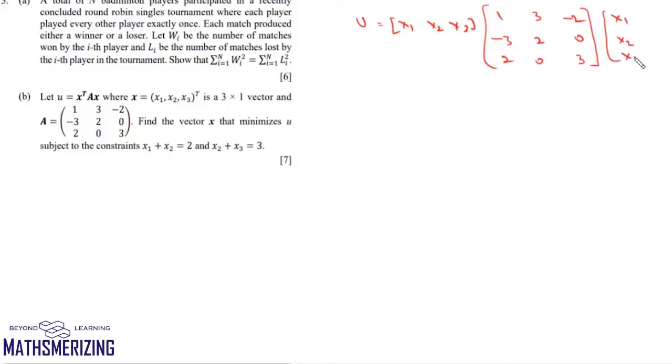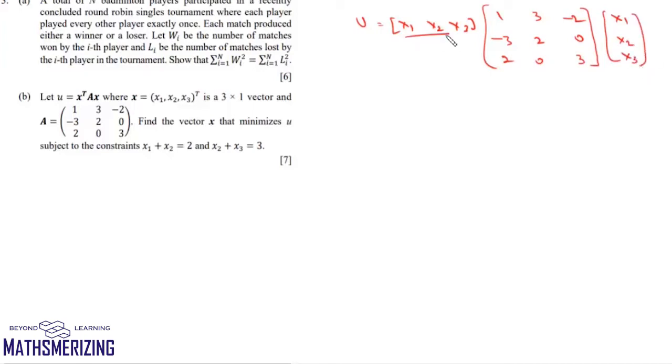Now part B: let U equal x transpose A into x, where x is the transpose of this row matrix x1, x2, x3. So we can write this U as the row x1, x2, x3 into A, and A is the matrix 1, 3, minus 2, minus 3, 2, 0, 2, 0, 3, into X, and X is this column X1, X2 and X3.